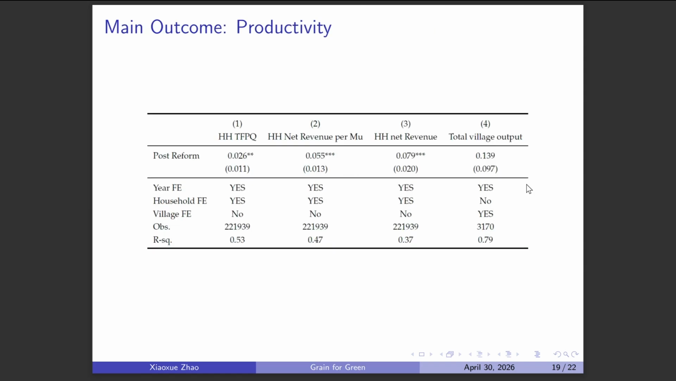Putting everything together, we then examine the overall effects of the program on agricultural productivity as well as the total agricultural output within the village. We find that among the households that stay behind in agriculture, the implementation of the program indeed significantly boosted both their agricultural productivity as well as their agricultural net revenue. The program also has an overall positive effect on agricultural output.